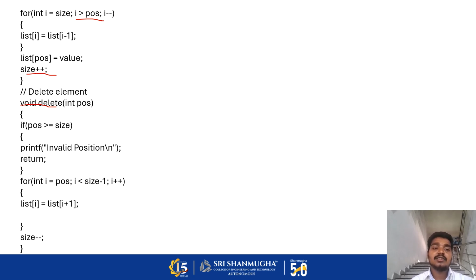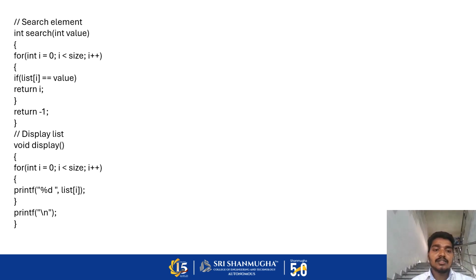Suppose the position mismatches the values in the list. It's called an invalid position. So we go for the next for loop: for int i = position; i <= size - 1; i++. So we use this value for the for loop implementation.